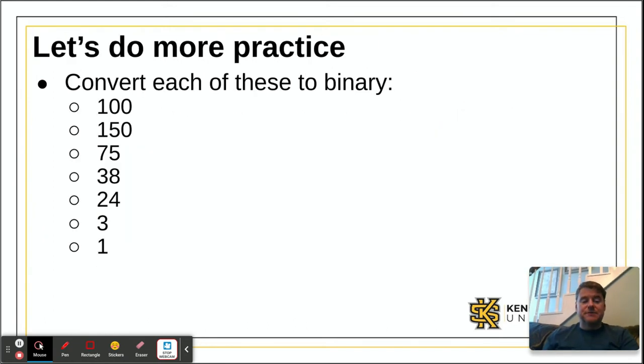Let's do some practice. So convert each of the following numbers into binary. I'd like you to pause the video, and I'd like you to actually do each of these individually, because this is one of these things that you just need practice on. So I'm going to pause for a moment, and then I'm going to pick up and we're going to work our way through these.